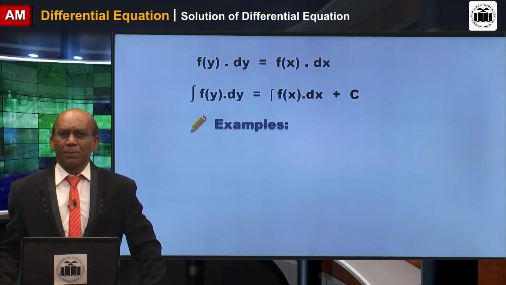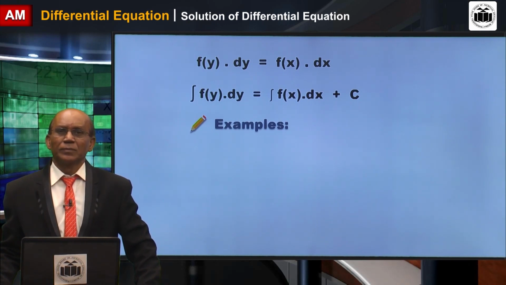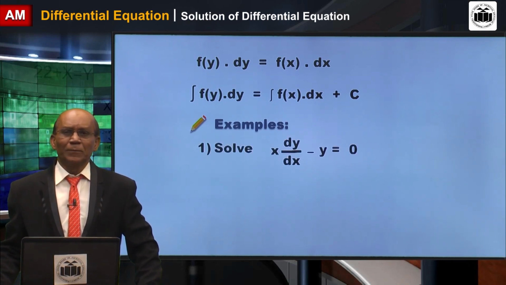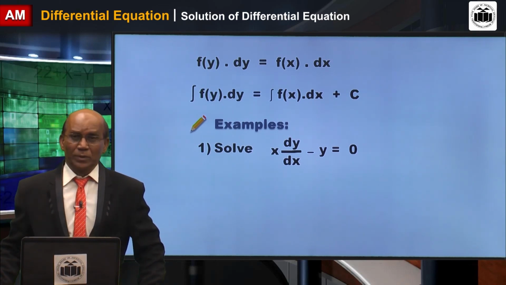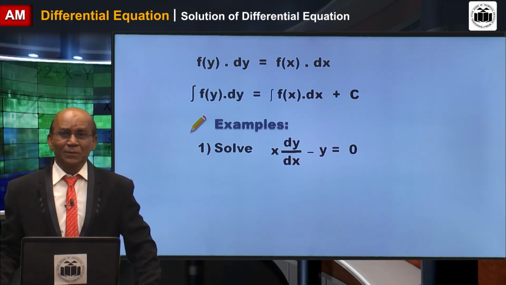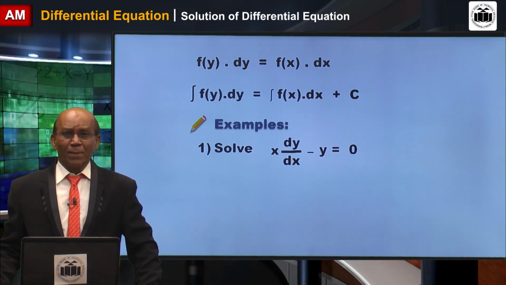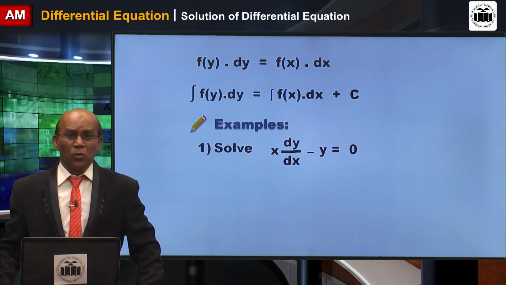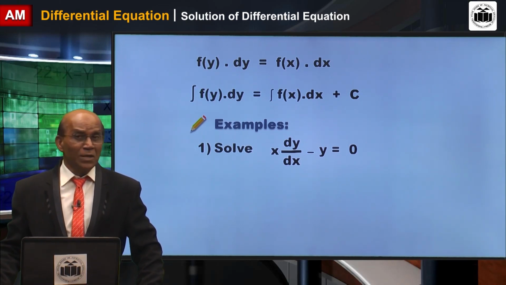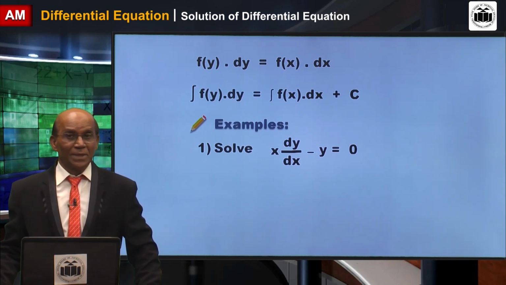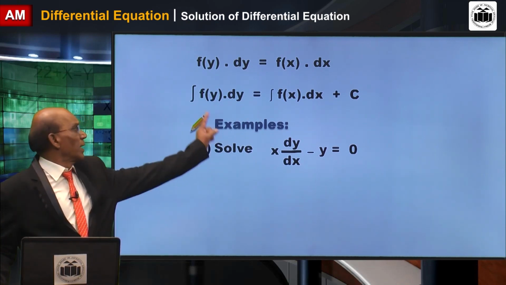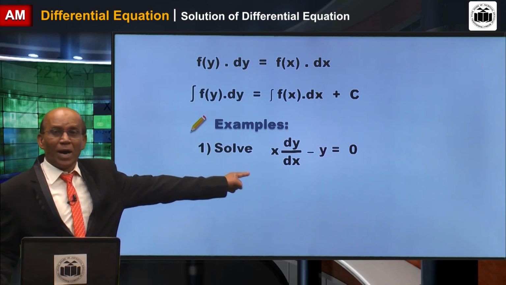Example. The first example is, solve x dy by dx minus y equals 0. See here, there is x dy by dx minus y equals 0, and this is definitely a variable separable equation containing only two terms. One term is x dy by dx and the other term is y.